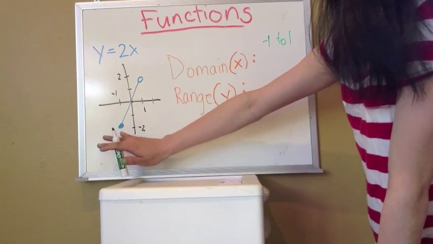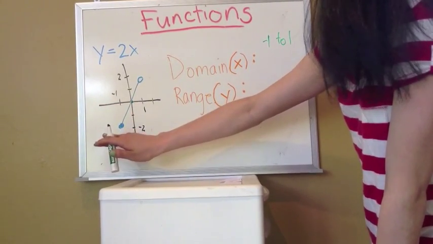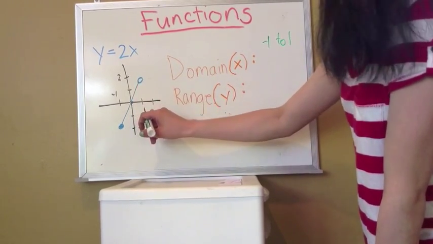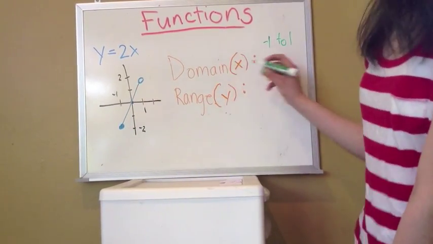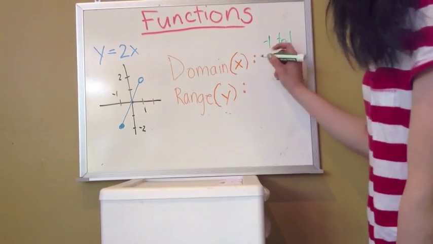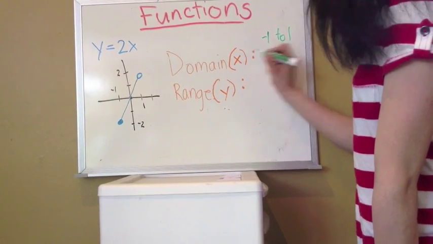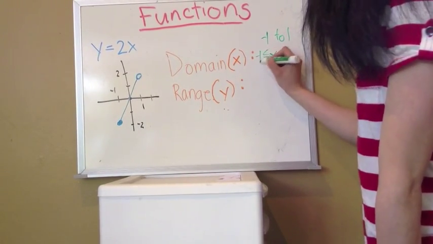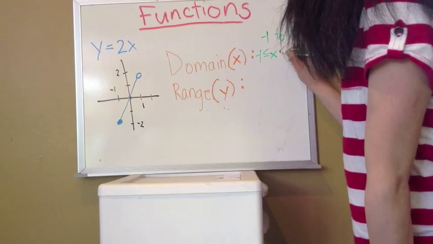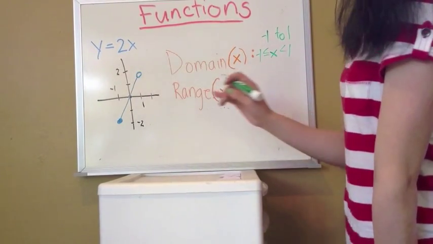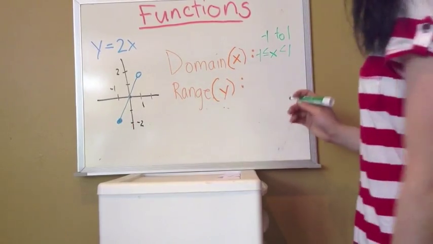Here we have a closed circle, which means it will include the -1. But here we have an open circle, which means it does not include 1. The way we write the answer then for domain of x would be x is greater than or equal to -1, but it's only less than 1. We don't write less than or equal to because it's an open circle, which means it will not include 1.